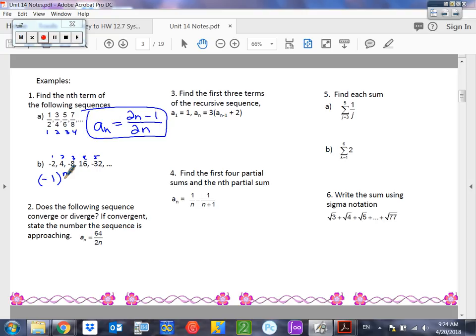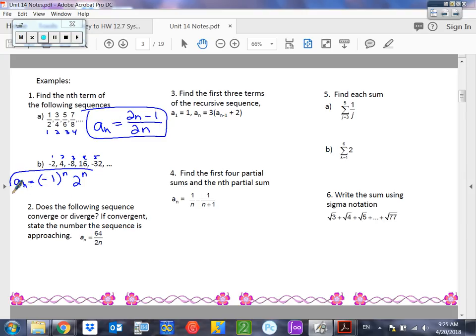So let's see. If I put a 1 in, I get a 2. If I put a 2 in, I get a 4. A 3 in, I get an 8. 4, 16. Do we kind of see where that's going? What if I did 2 to the n? Let's see if that works. If I put a 1 in, do I get a 2? Yep. 2, 2, 2, I get a 4. 3, I get an 8. Yes, that works. Now, this would be my a sub n term.